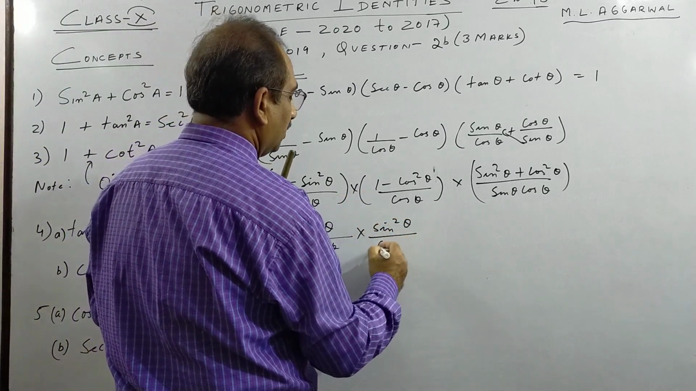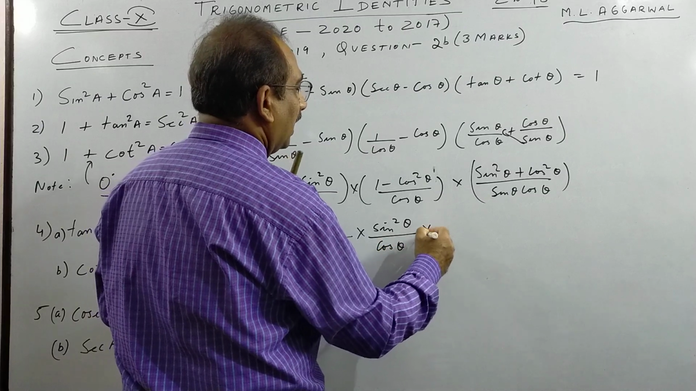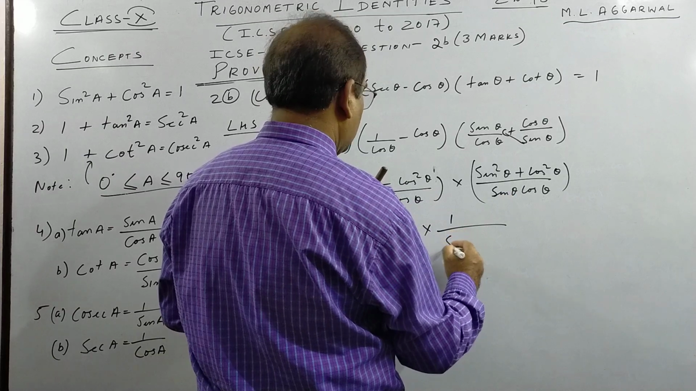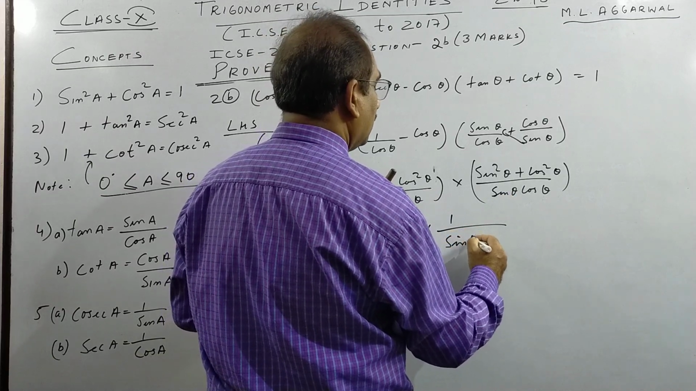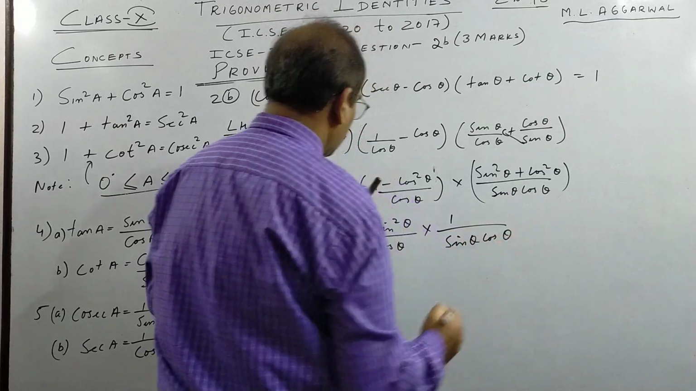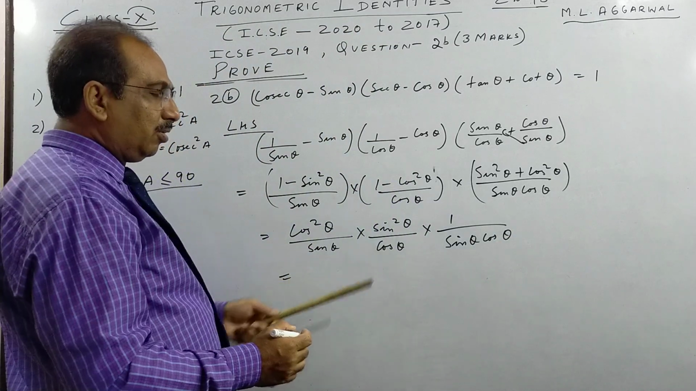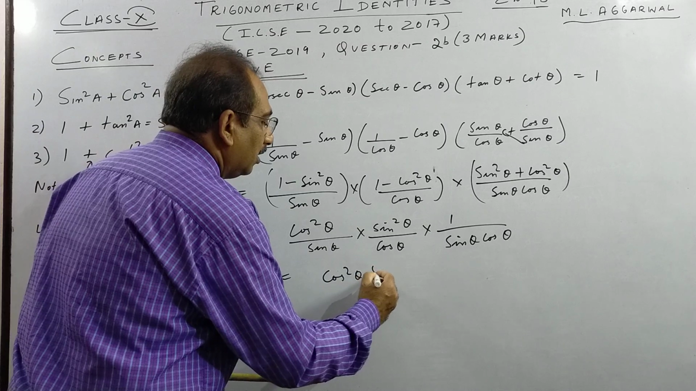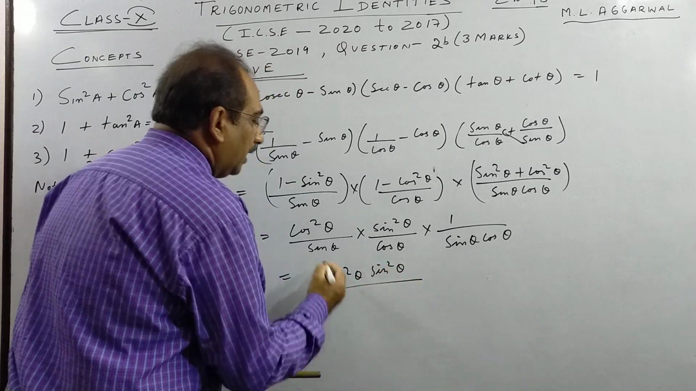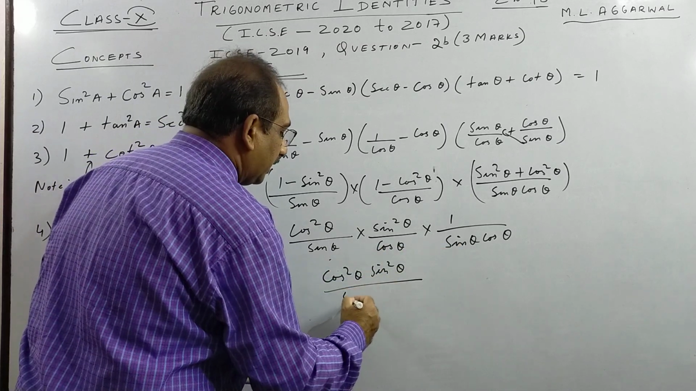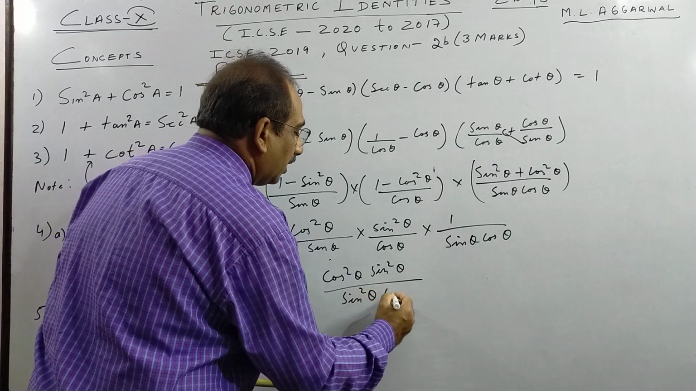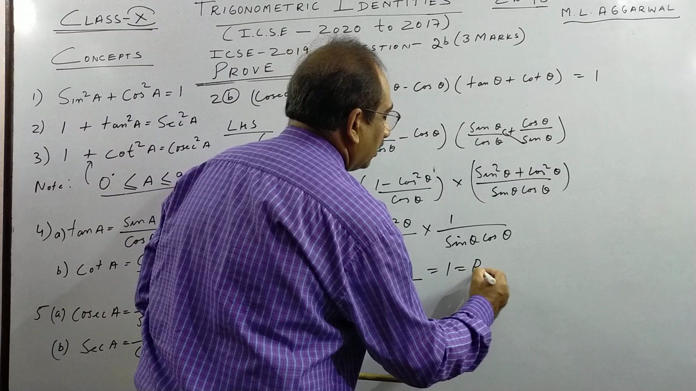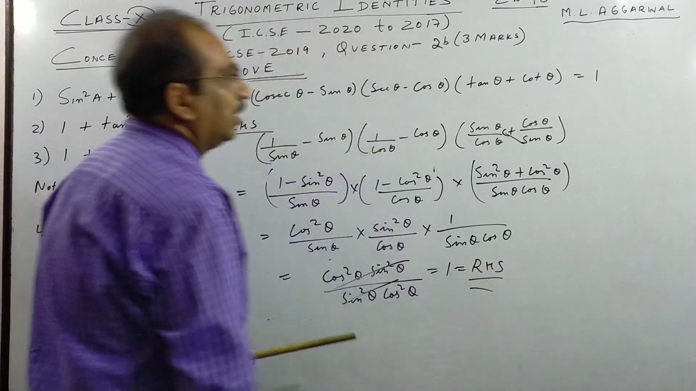Okay, so here sine square theta plus cos square theta is 1, and this is sine theta cos theta. If you see the denominator also, if you write it, cos square theta sine square theta, and the denominator is also sine square theta and cos square theta. This will cancel, and you will get 1. So this is my RHS.